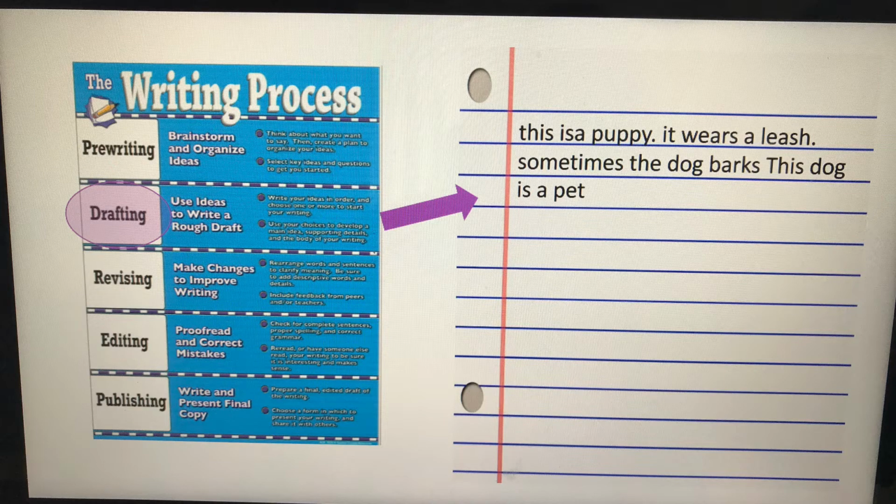You might notice that there are some mistakes, and that is okay because this is my drafting stage. It's okay if I make mistakes because I know later in the writing process, I am going to fix those to make it even better. Go ahead and draft some sentences you want to write about.